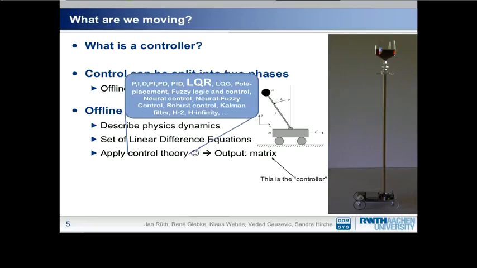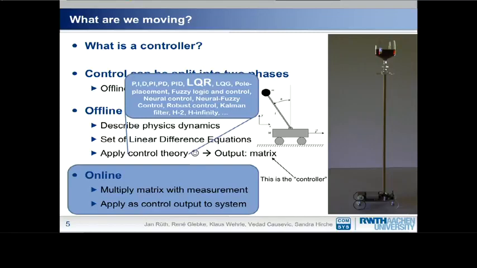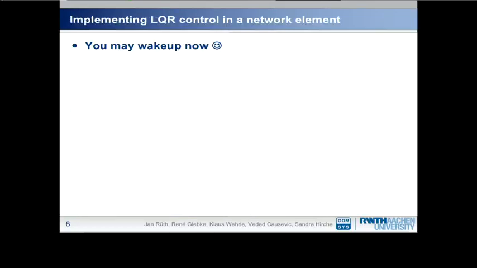And the output of many of these controllers is simply a matrix. And with the help of the matrix, what you can do is basically, in an online phase, you simply multiply the current system state, so whatever you sampled with your sensors, with a matrix, and you get an output which you need to apply to the system. And this is the part we actually want to move. So it's basically a matrix multiplication that we want to embed into our network, which does not sound to be too hard, right?